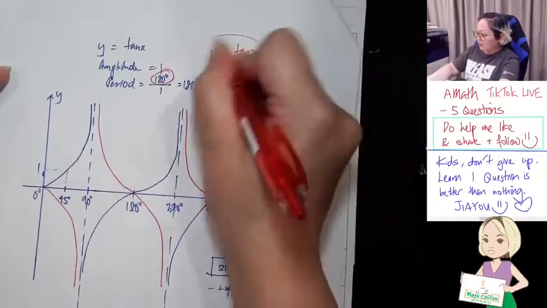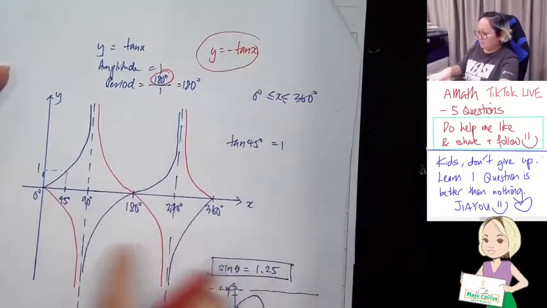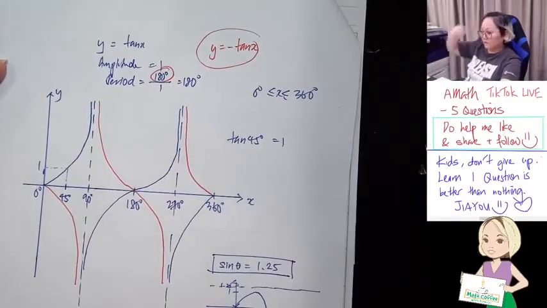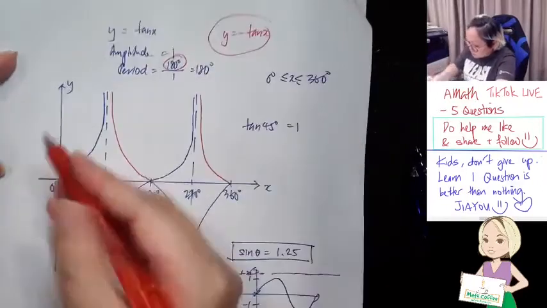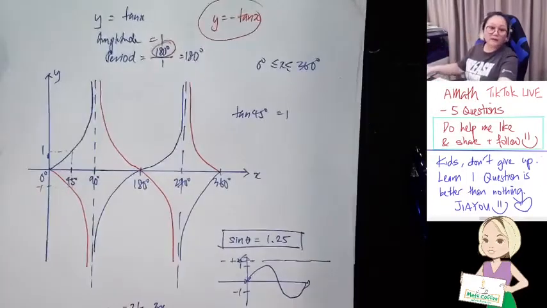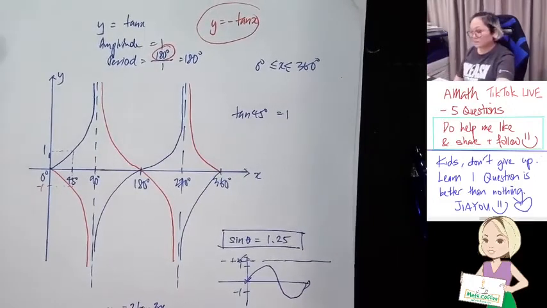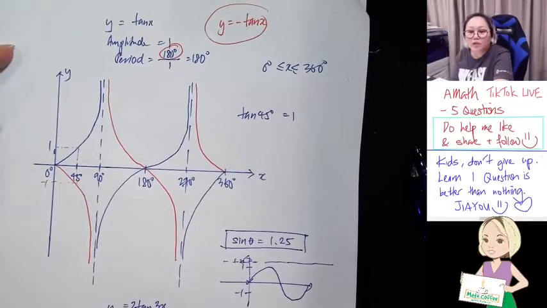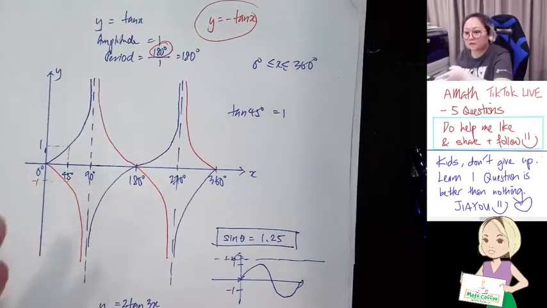Okay, the red color one is for this one, and then the amplitude, same thing here, 45, dot, dot, dot, here, just put -1. How does the tangent graph change if it's minus tangent? There! The red color one, just flip. The x-axis will become a mirror.